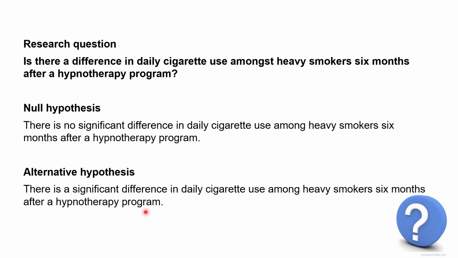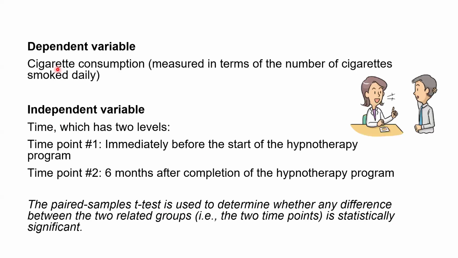So what will be our dependent variable and independent variables? Let's identify them. Our dependent variable, what we're measuring, okay, is the number of cigarettes smoked daily, which is referred to as cigarette consumption. Okay?